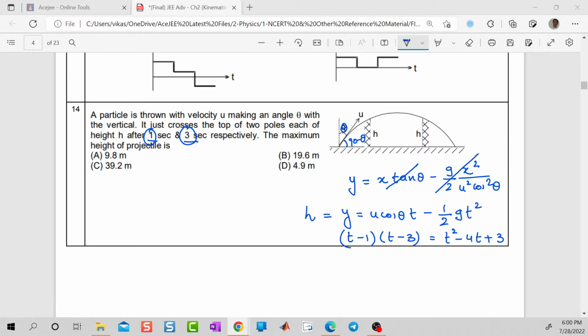In the equation h is equal to u cos theta t minus half gt square, I first equated. Sir, the first equation I got was by putting t equal to 1, and the second equation I got was by putting t equal to 3. And then, sir, I equated both the equations. I found out u cos theta from there. And then, sir, using the third equation of motion, which is v square is equal to u square minus 2gh, we can find the h max.